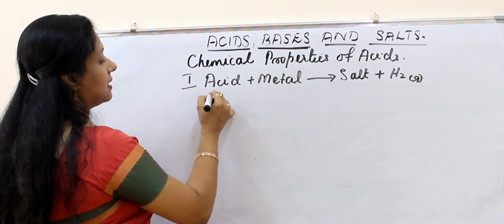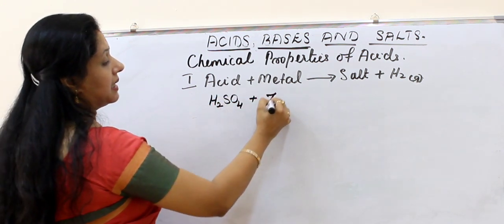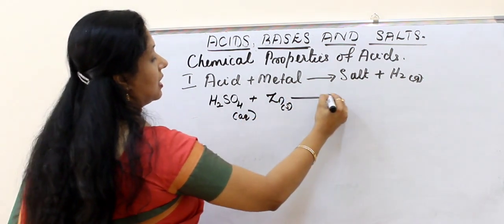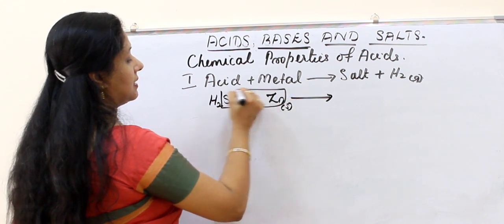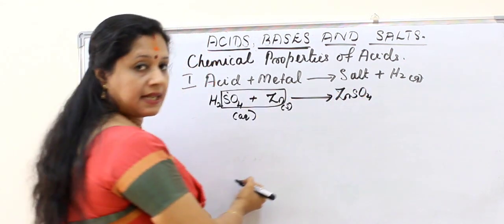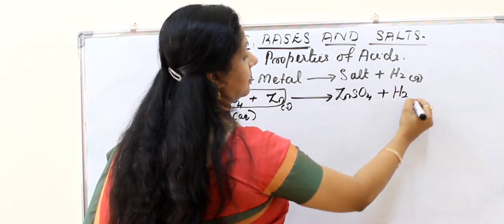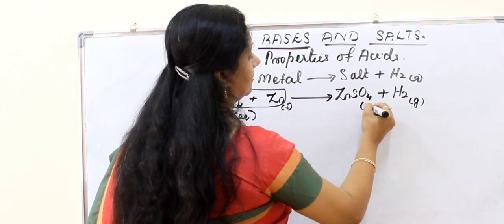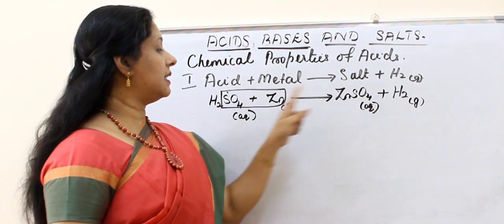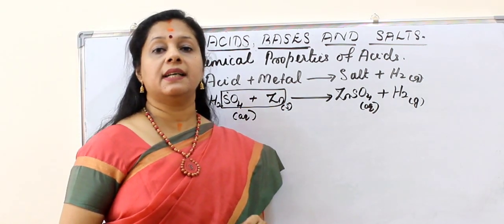So acid, we can take sulfuric acid, H2SO4. Then metal, we are taking zinc. This is aqueous, this is the solid phase. So what happens? This sulfate and the zinc will react to form ZnSO4, which is zinc sulfate, and what will we get? Hydrogen we get. So here we can see hydrogen is displaced from its solution by a reactive metal called zinc.